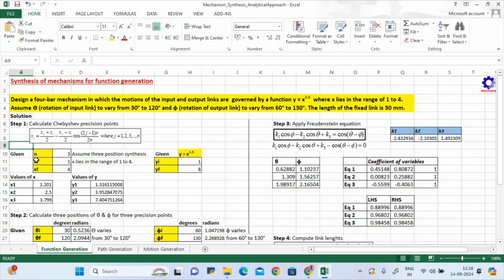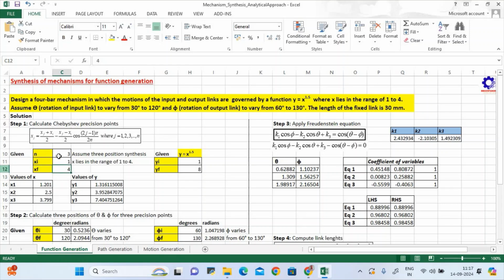Now let me write down what are the given parameters which we have. So n is obviously given as 3. In the above equation we can take this n as 3 because we are taking 3 precision points. Xi, the initial value of x, is given in the question. So we can see here that x is lying in the range of 1 to 4. So the initial value of x is 1. Now the final value of x is 4. That is also provided in the question.